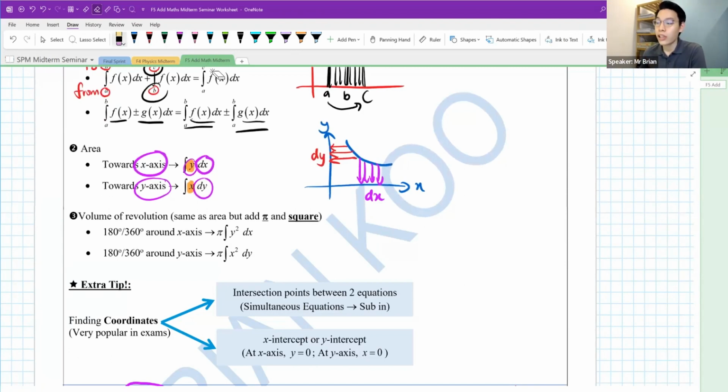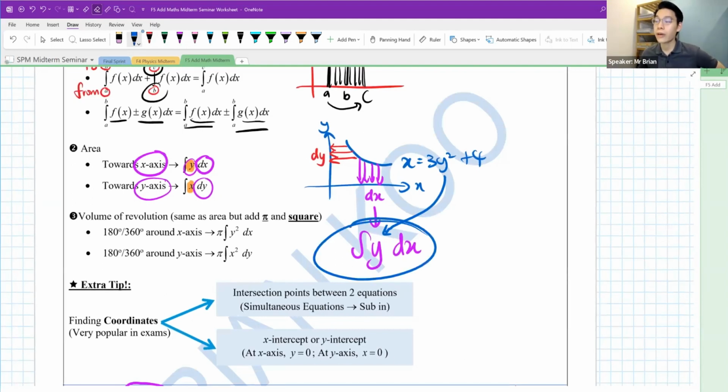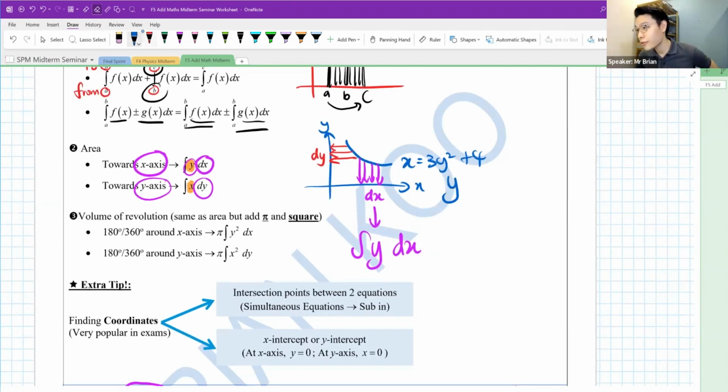Let's say you want to do dx, and you know it is y dx. But maybe the equation of the curve they gave you was x equals 3y squared plus 4, for example. Since you want to do y dx, you need to make y the subject. You get it? So the formula will tell you who to make the subject. You need to get y equals something, and then substitute it in. So you must remember it's y dx and x dy.